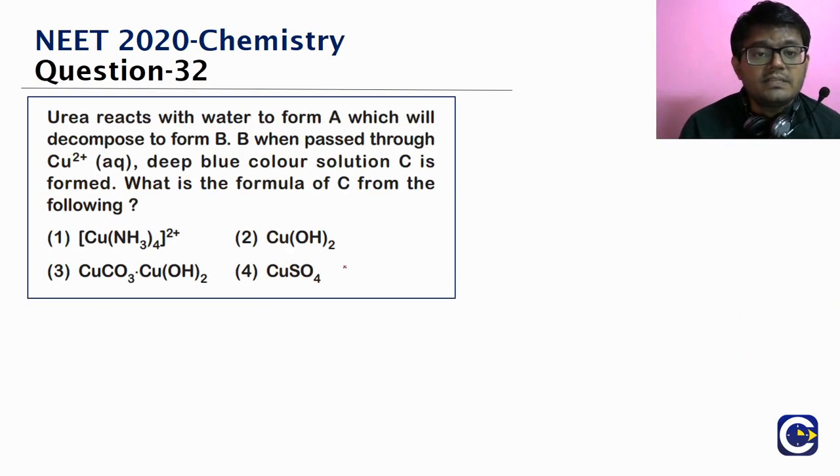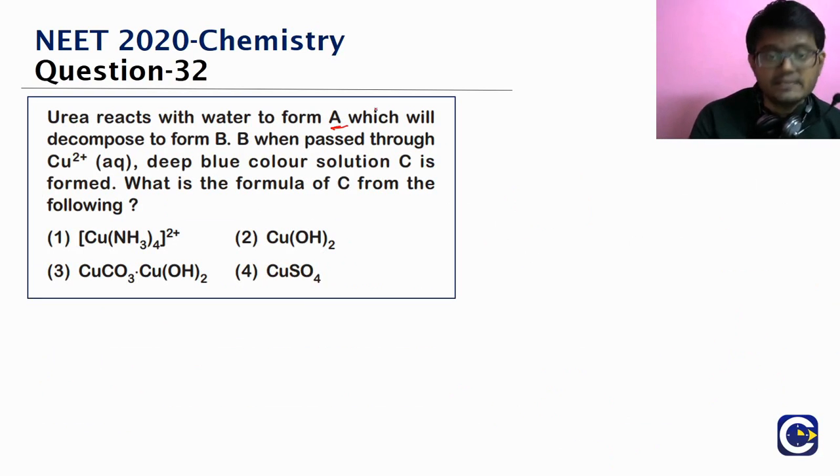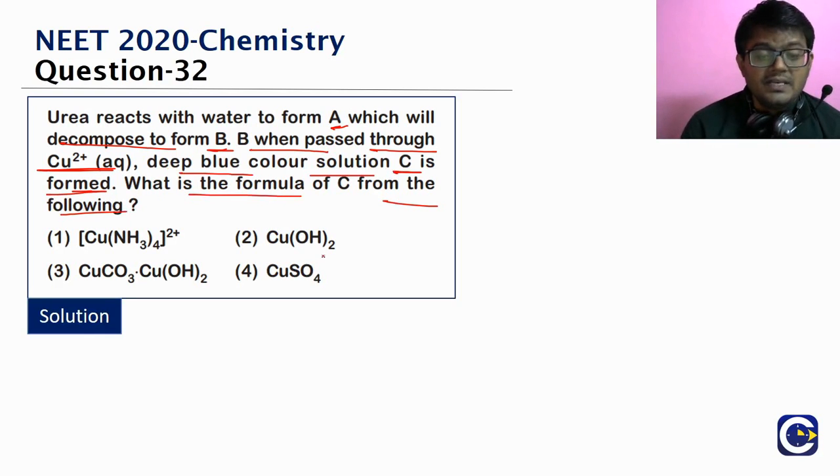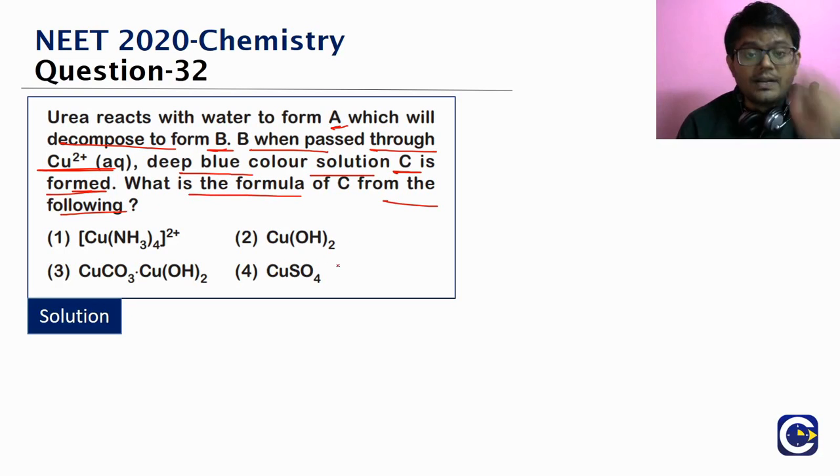We'll move on to question number 32. Urea reacts with water to form A. So urea is reacting with water to form the compound A, which will decompose to form B. B, when passed through aqueous Cu2+, a deep blue color solution C is formed. What is the formula for the C? So this is a very standard question. Even if we do not know what A and B are, because the context is not about finding what is A and what is B, we'll take a look at it.